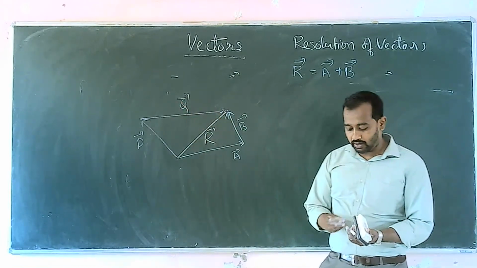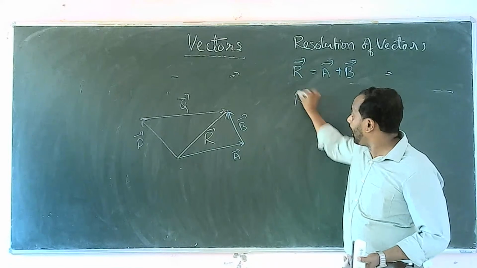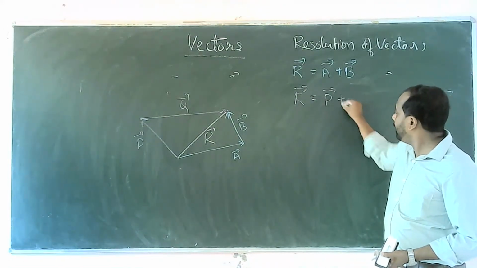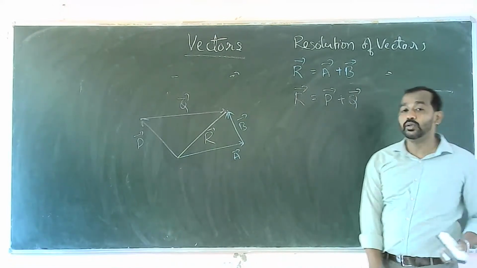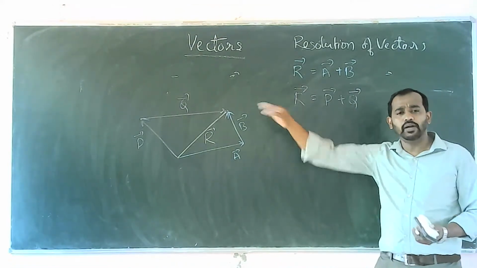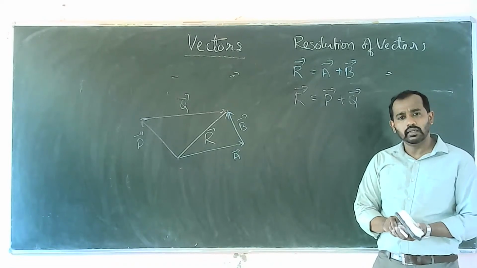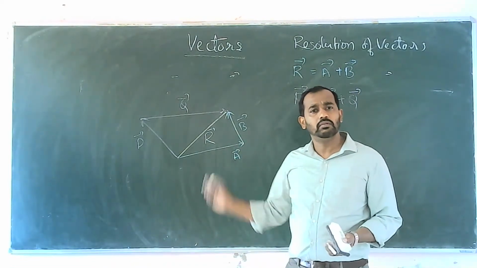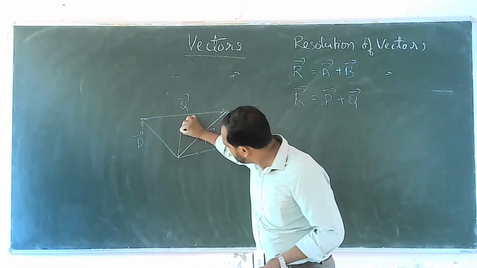R is in the opposite direction, so obviously this same vector R can also be represented as the sum of vector P plus vector Q. Same thing, different way you have resolved it. Okay, these are the only two forms. No, I will take one more thing.